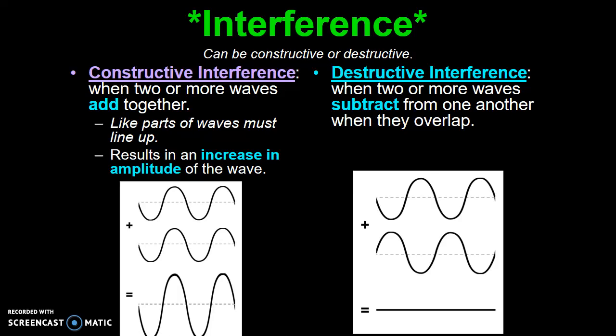It can also be destructive. Destructive, tear it down, and you can see that's the final result here. If you look at the bottom, you have a flat line. You have no wave when you have destructive interference. So they subtract from one another when they overlap. You can see here the trough and the crest are combined, crest and trough, and so on and so forth.